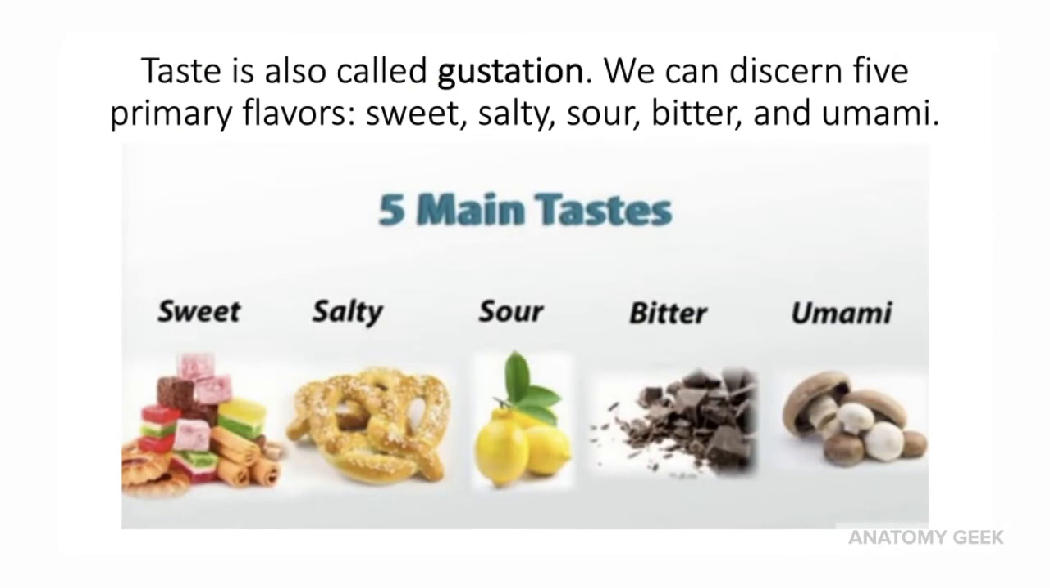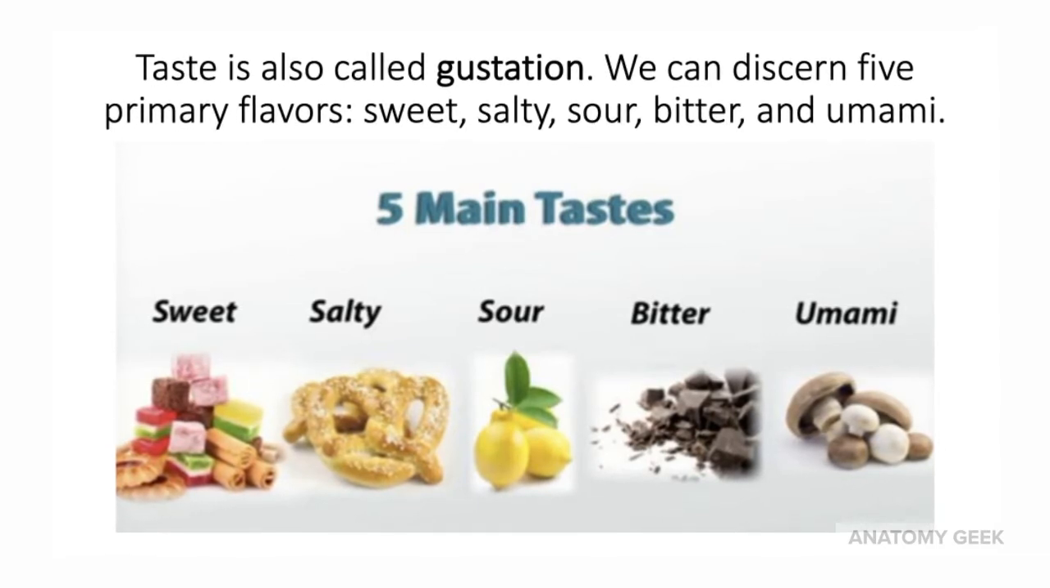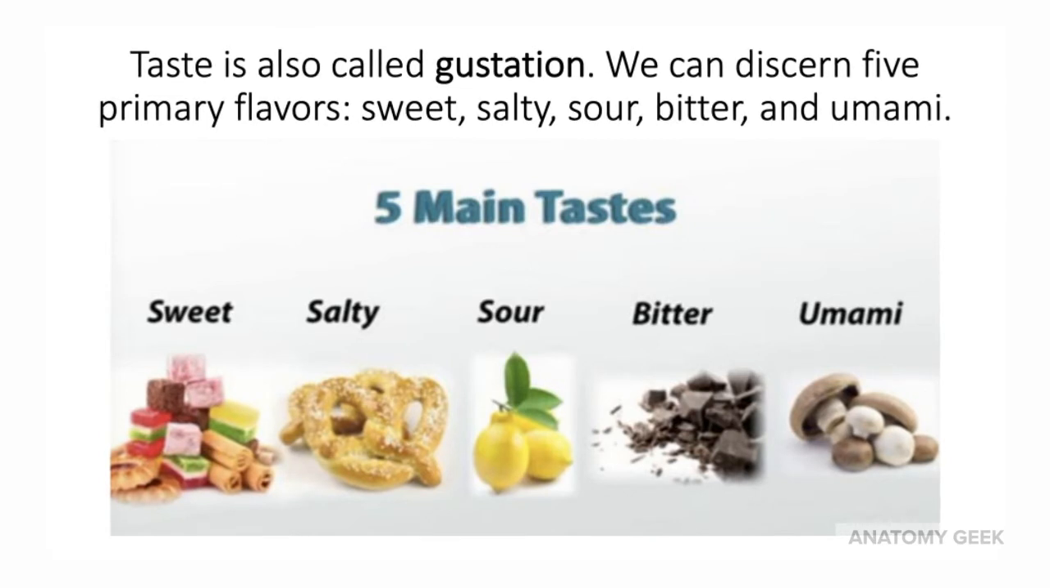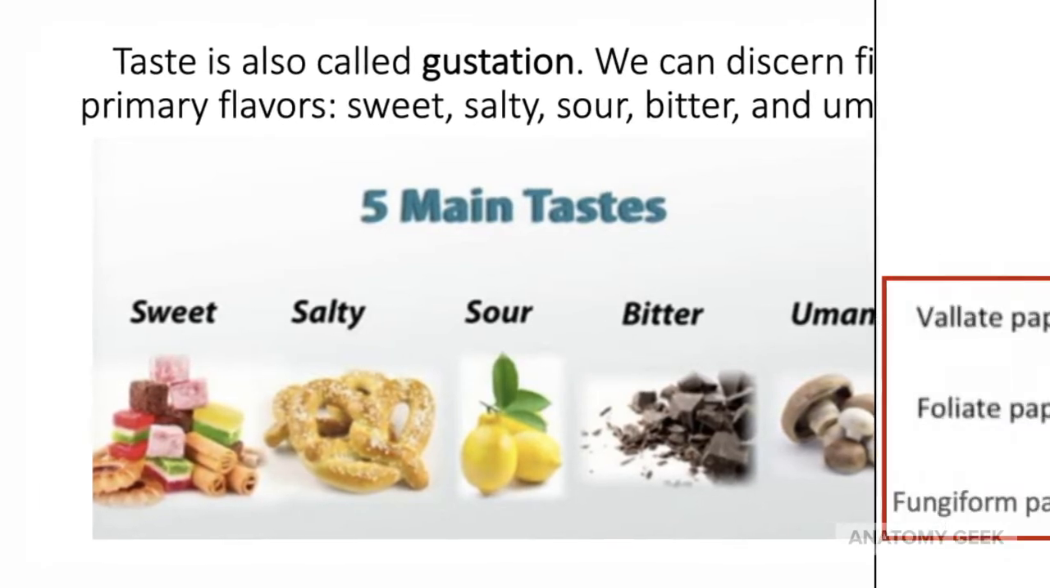The fancy term for taste is gustation. Now, you may recall from an early biology class that we can discern 5 primary flavors: sweet, salty, sour, bitter, and umami. Interestingly, new research shows that we can also discern water.